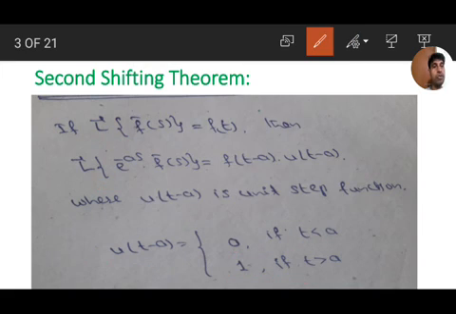It is very useful when we are asked to find the inverse Laplace transform of a function of the form e to the power of minus as into f bar s. Means in a given problem, if the function is in the form of e to the power of minus as into f bar s, then we use the second shifting theorem.